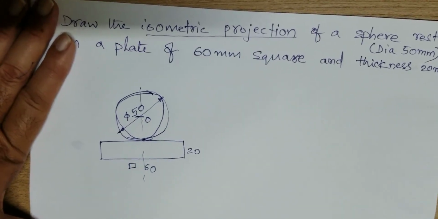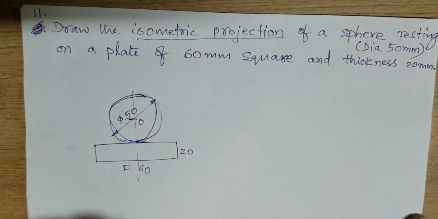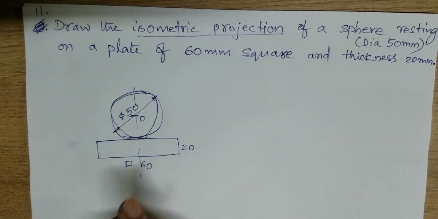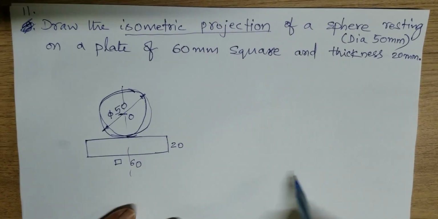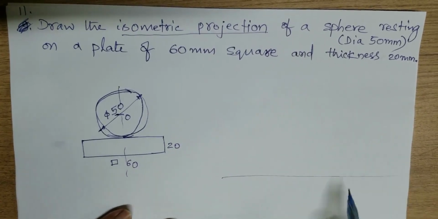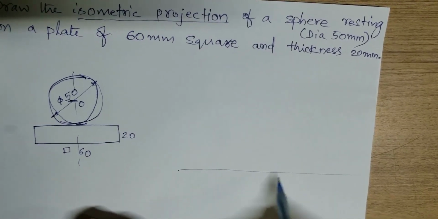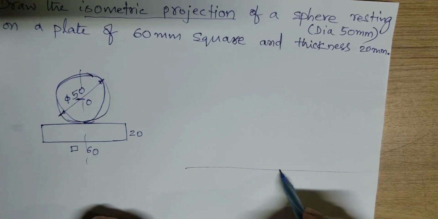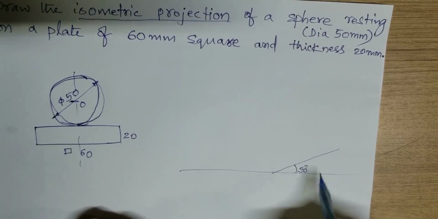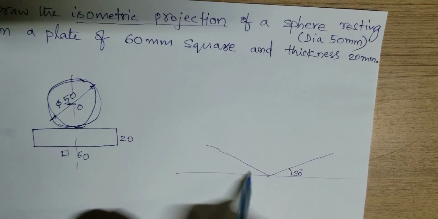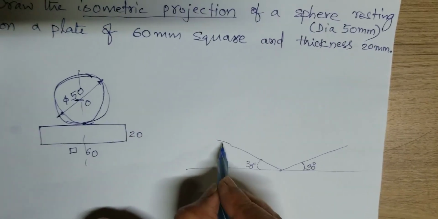For this we have to draw the isometric projection. Here once again I am telling you, isometric projection we have to draw, not isometric view. That means the dimensions are reduced. So how much do we have to draw? First, draw some reference lines and construct this plate, the plate of thickness 20. On one side I take a 30-degree line, and on the other side another 30-degree line. What is the length? The length is equivalent to the square size, 60.